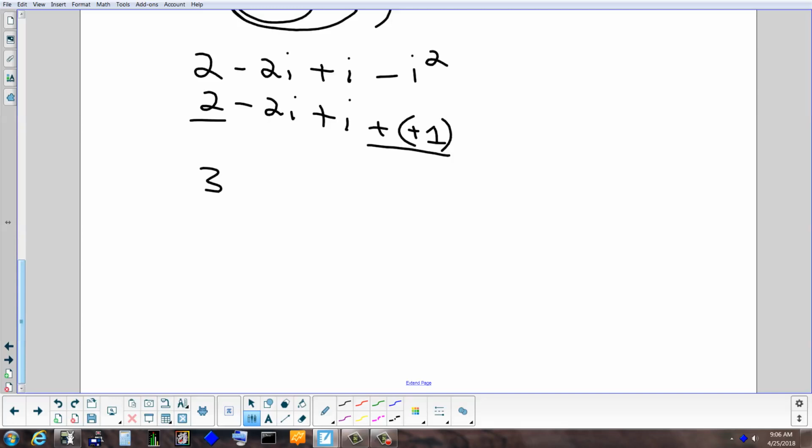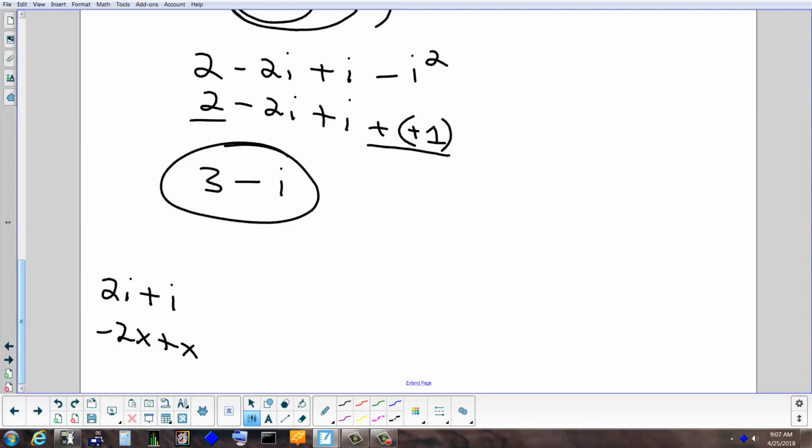And Lauren, what's negative 2i plus i? 3i? If it was 2i plus i, that would be 3i. But this is negative 2i plus i. It'd be the same thing as negative 2x plus x. Is it just negative 1i? Negative 1i, yep. And that's your answer, 3 minus i.